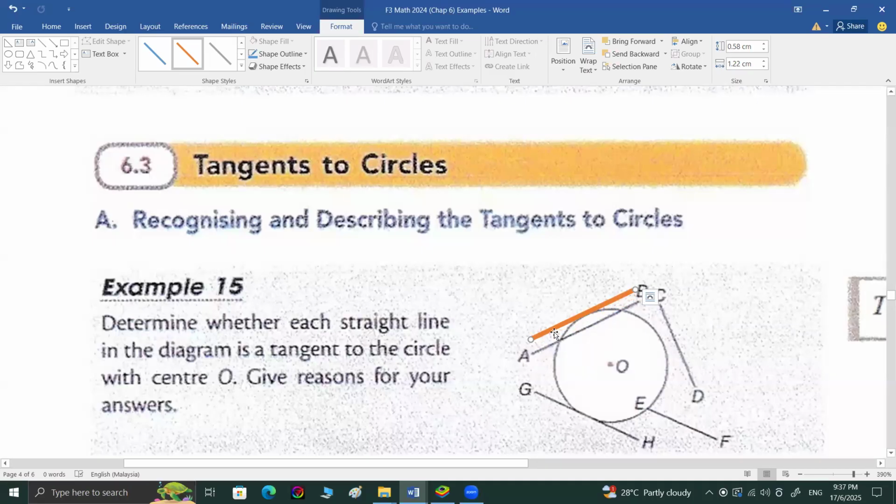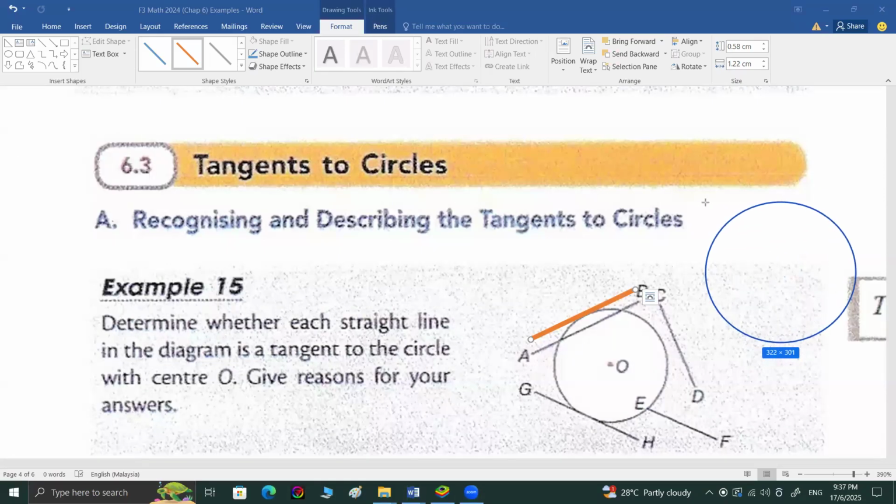Okay, for example, let's say I draw one circle here. What do you mean by the tangent of a circle, class? Actually, we can draw a lot of tangents of a circle. So, I cut one point only. Can you see one point only? You cannot cut like that. Like that means 2 points already.